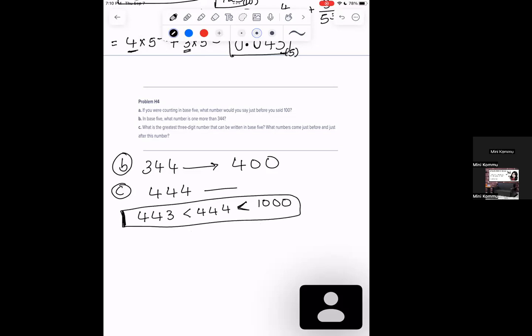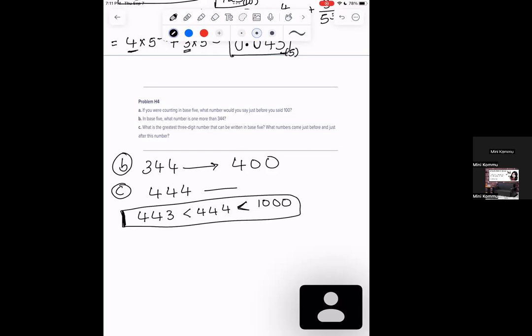All right. Now, how did you do this? You can write a base 5 table and go ahead and calculate it. Or what you could do is, what is the greatest 3-digit number in base 10? All right. Think about it for a minute. So what is the greatest 3-digit number in base 10? And then you can go ahead and convert it.